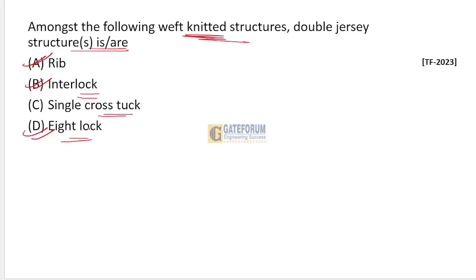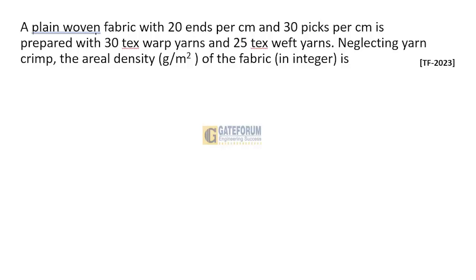If we talk further about the single course tuck, the last option C, it is typically a variation that is a type of single jersey structure. So options A, B and D are double jersey structures in case of weft knitted structures. So option A, B, D is the correct option. I think it is clear. This is also a 2-mark question.